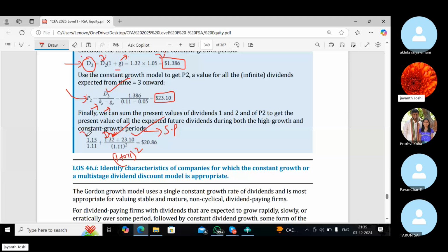The present value of these cash flows is going to give me the stock price. So this is the way you find the stock price with the multi-stage model.